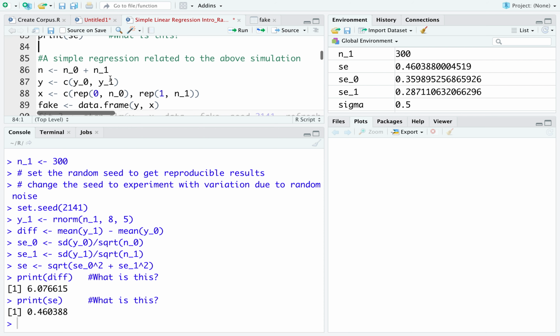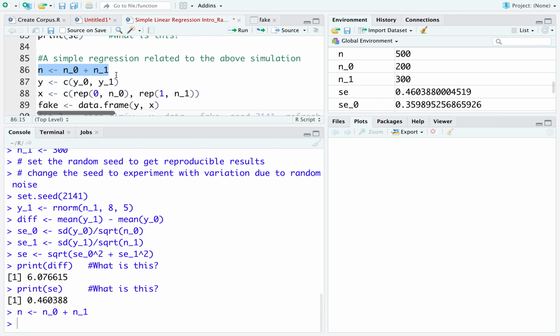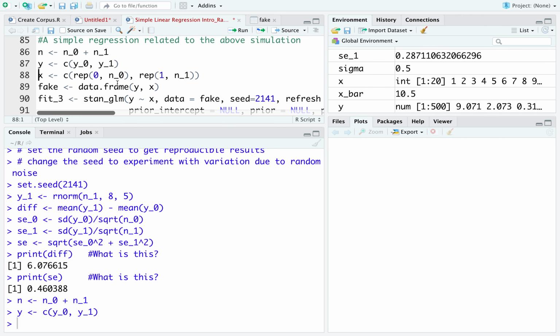Okay, so let's look at a simple regression that's related to this. And you may guess where it's going given the last regression we did. So the overall sample size is 500, the 200 plus the 300. Our y's, this is actually concatenating, right? Putting one vector end over end. I take all of the observations of y0 and all of the observations of y1, you'll see why in a moment. It just makes it easy to create this new pseudo data set.